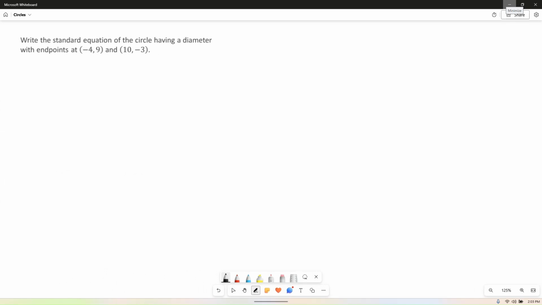This time we're not given the equation or the graph, we're given information about the circle. We are told that we have a circle, and the endpoints of the diameter are at the coordinate -4, 9, and at the coordinate 10, -3. So we want to write the equation. To write the equation, you need to know the center and the radius.